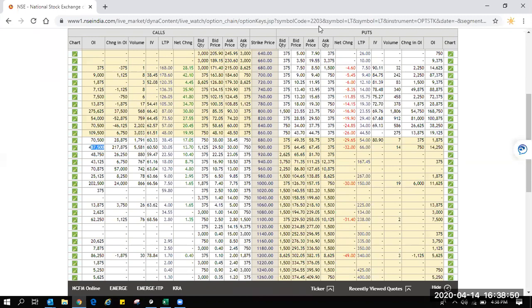This is the most simple way I can explain the option chain. Anything else? Any more doubts before I close the webinar? You can ping me on Telegram for the webinar link if you want.